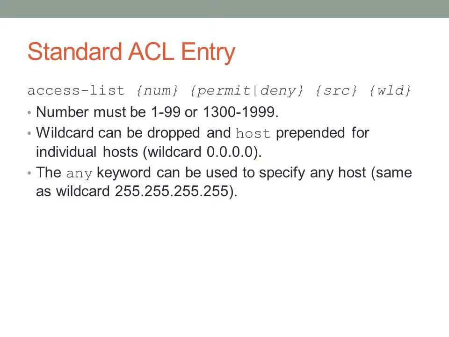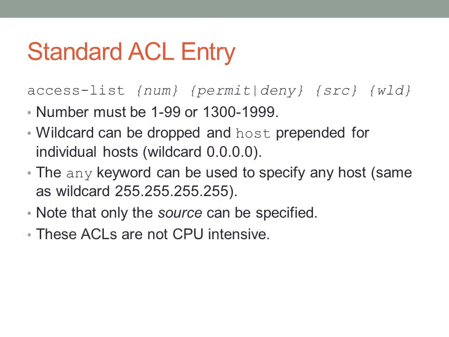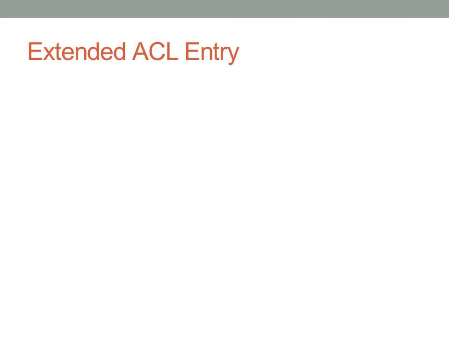You can also use the any keyword, and that would be something as simple as access list 1 deny any, which is used to specify any host, basically any traffic that comes through the access list. And note that only the source is specified in a standard access list entry. You cannot specify the destination. These are not very CPU intensive because they only look at the source address, and so you can apply these as much as you want, pretty much.